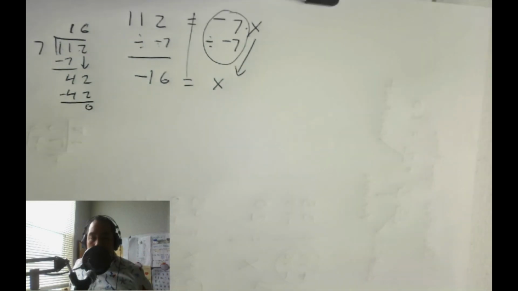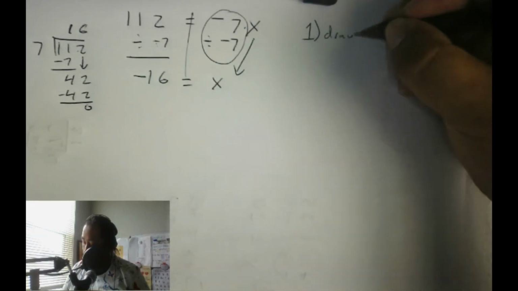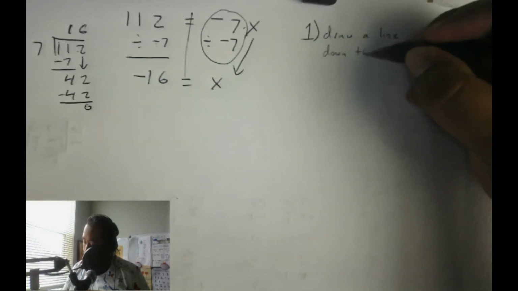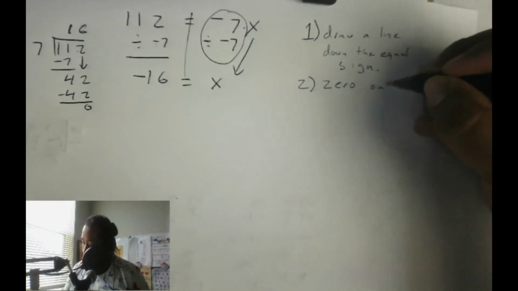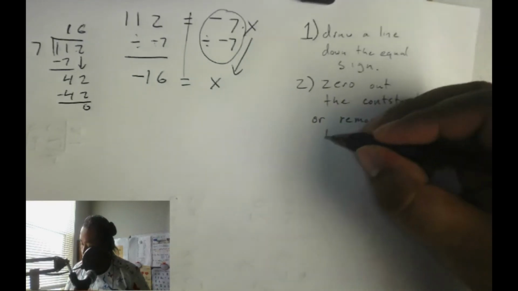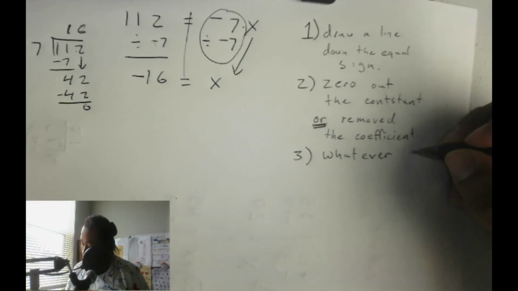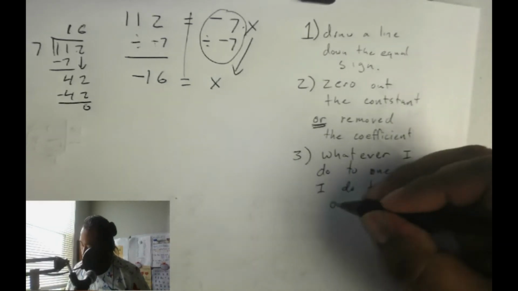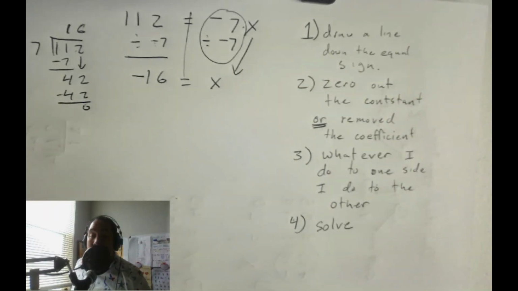So when I'm solving these one-step equations, there were 4 little steps that I took to help me figure them out. The first thing I did was draw a line down the equal sign. This helps me remember that whatever I do to one side, I have to do to the other because they're going to balance out and be equal. My second step was I zeroed out that constant, or if I didn't have a constant, I removed the coefficient in front of my variable, so that I was getting rid of any number that was next to my x. My third step is remembering whatever I did to one side, I do to the other. Whatever I did to get rid of that coefficient, I had to do the same thing to the other side. And my last step, number 4, was going ahead and solving it when I tried to balance that equation.